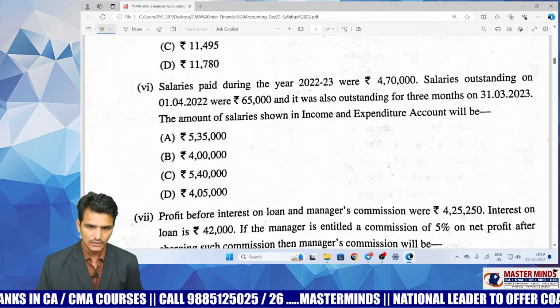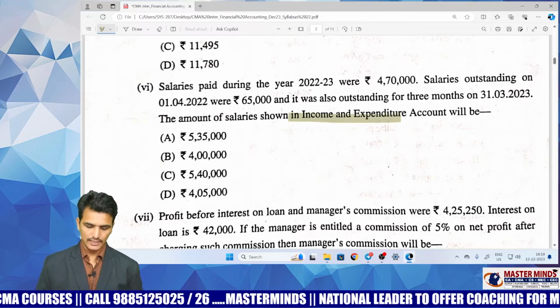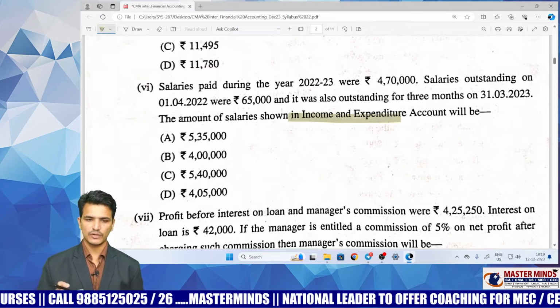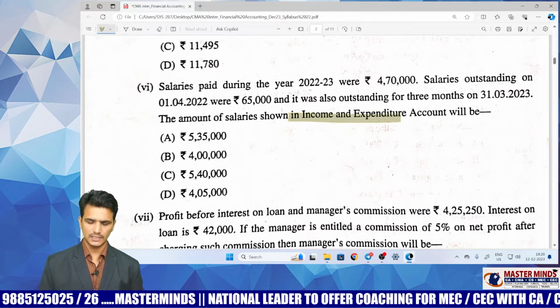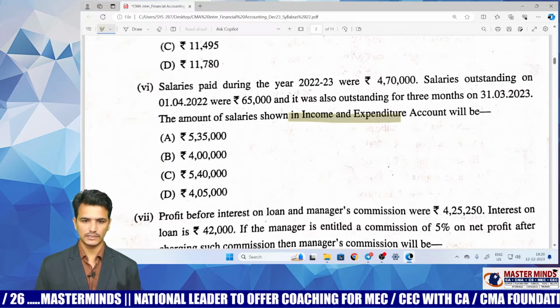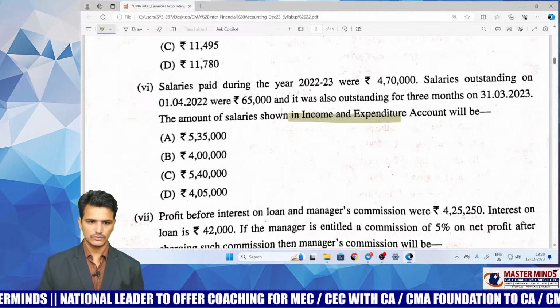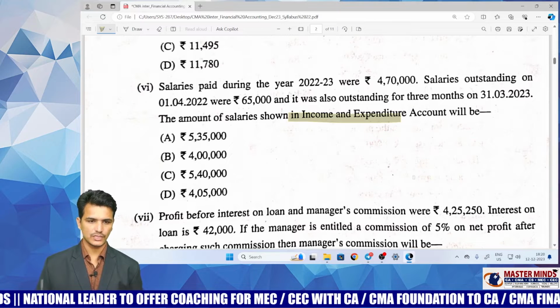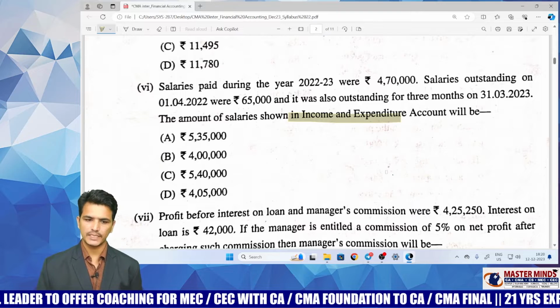And the next one is a question from the not for profit organization chapter. They are asking you to show how much amount of salaries is to be shown in the income and expenditure account for the current year. Generally in the income and expenditure account we show salaries on an accrual basis. Majority of these points are covered in our problems. Those who have gone through the problems in our material can easily answer this question. So it is also a basic question only.